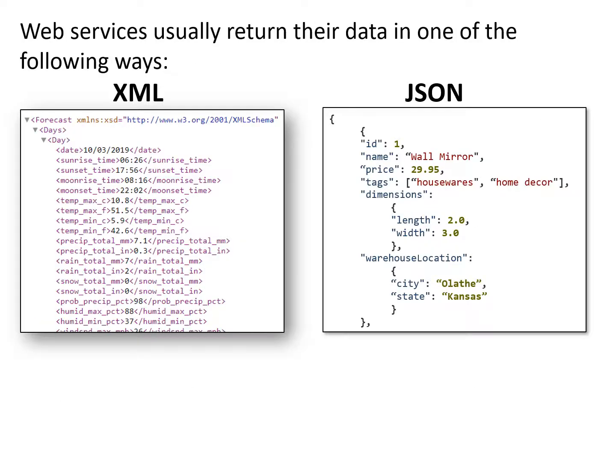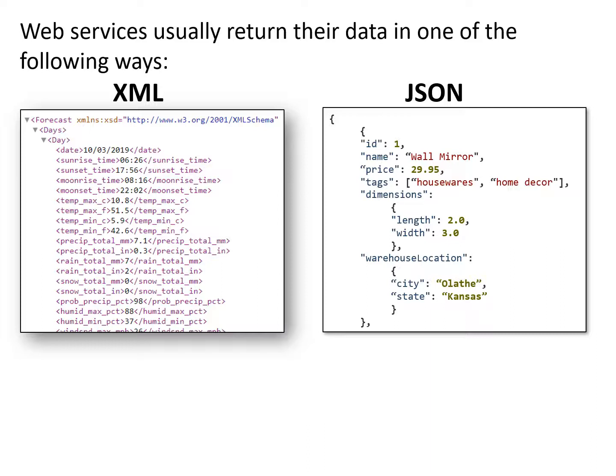Now, when we get the data back from a web service, as we saw a minute ago, we can just see it in our browser. If we just type the URL straight into our browser, it will usually be returned in one of two ways. It will usually be returned in the XML format, which is the Extensible Markup Language, and you see that on the left. Just a bunch of tags, kind of looks a lot like HTML.